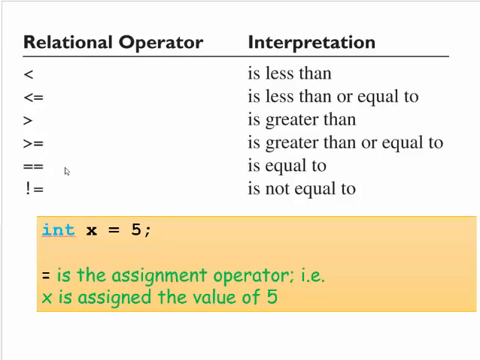This equal sign is a test. It's something that evaluates to true or false, always. Is A equal to B? That should not be confused with the single equal sign, which is the assignment operator. And here's my little snippet of code. Int x equals 5. The single equal is the assignment operator, i.e. x is assigned the value of 5. So don't confuse the relational operator, which will evaluate to true or false, with the assignment operator, which is giving a variable a value.